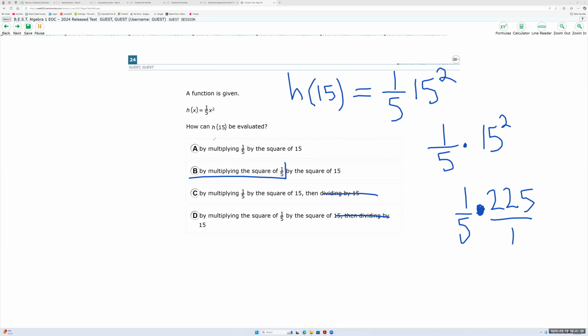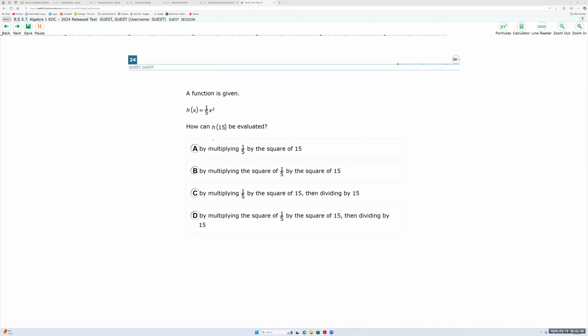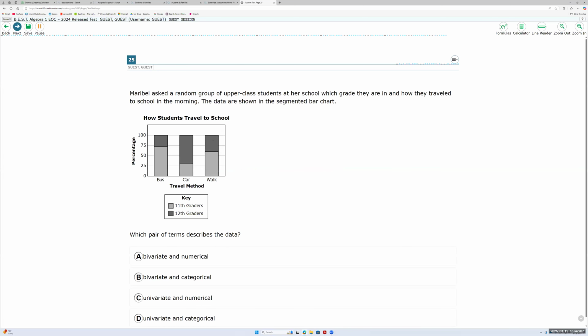Pause if you need to, as I need to, once again, clear this stuff, choose A, multiply 1/5 by the square of 15, and move on to the next question.